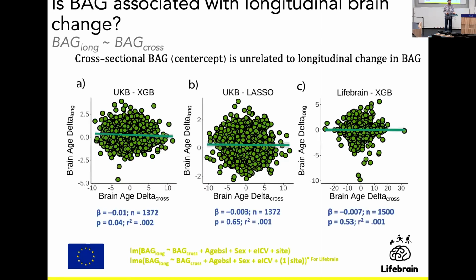So, results. Is delta associated with longitudinal brain change? First, we looked at whether cross-sectional delta was associated with longitudinal change in delta, and we did not find any relationship. Actually, in the main analysis, this is the technical replicate, this is the biological replicate. In the main analysis, we actually found a borderline significant negative relationship between delta and change in delta, which is not what we expected.